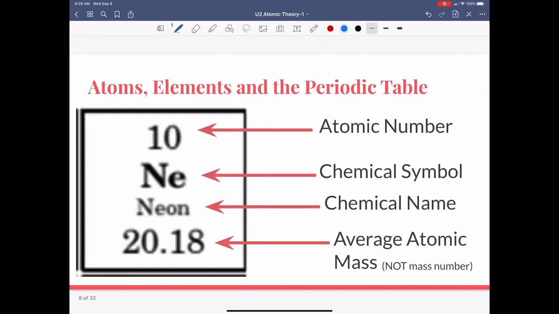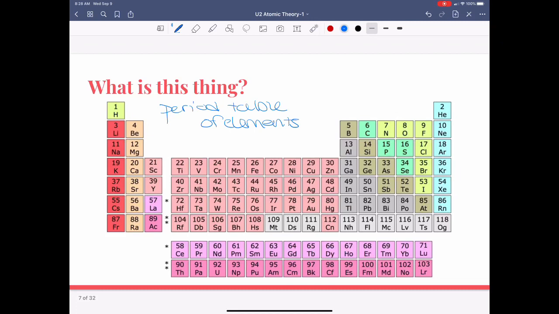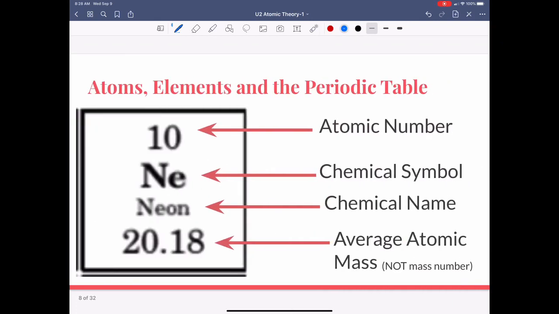If we look at a block off of the periodic table, let's zoom in here at neon and take a look at what that block at neon tells us. You can look at yours in front of you on your periodic table.